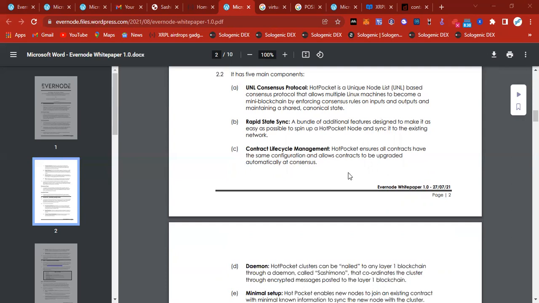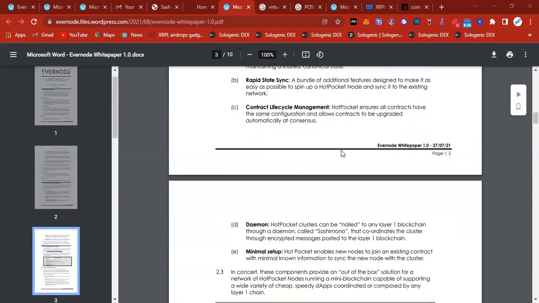I call this the CLM, the contract life management. It's a configuration that puts all the files in order, and it can be upgraded automatically at consensus because, you know, these tokens, these ecosystems give us governance. We can control to some degree what actually happens in these networks. The fourth thing that makes the Hot Pocket run is the daemon, or my computer likes to call it a daemon, so I'm going to call it a daemon.